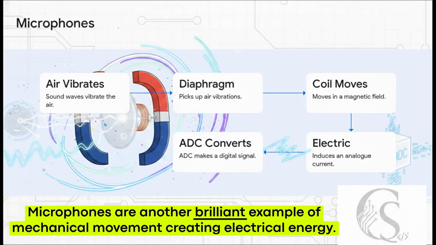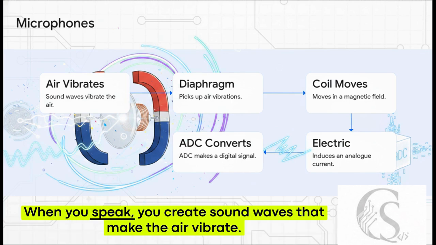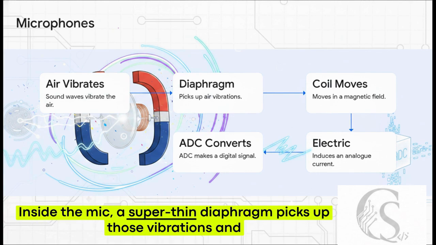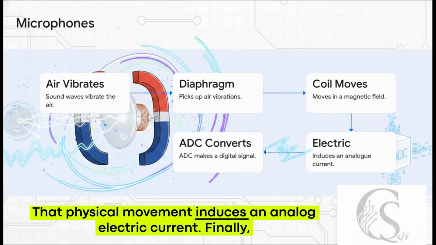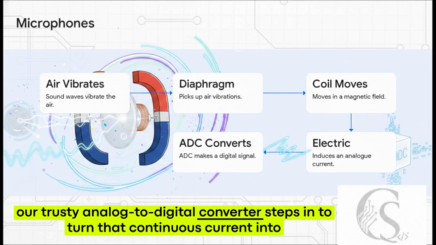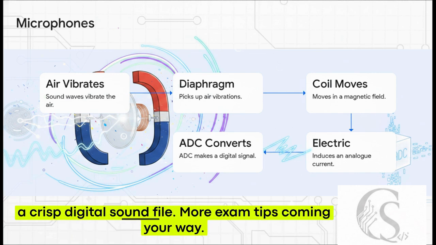Microphones are another brilliant example of mechanical movement creating electrical energy. When you speak, you create sound waves that make the air vibrate. Inside the mic, a super-thin diaphragm picks up those vibrations and moves a tiny copper coil back and forth inside a magnetic field. That physical movement induces an analog electric current. Finally, our trusty analog-to-digital converter steps in to turn that continuous current into a crisp digital sound file.